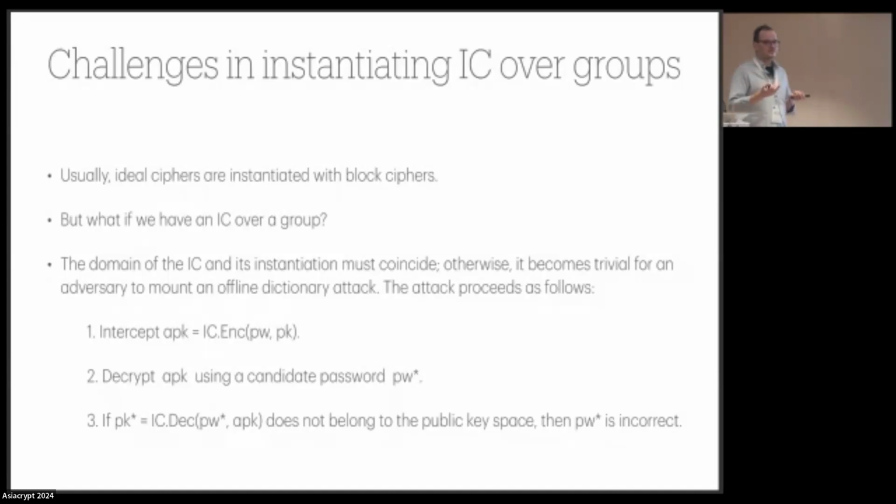Well, we have to be really careful to make sure that the domain of the ideal cipher coincides with the domain of its instantiation. Otherwise, it's quite trivial to come up with an offline dictionary attack. How would that work? Any adversary intercepting the first flow, so the authenticated public key, can try to decrypt that APK with a candidate password. And if that candidate public key does not belong to the public key space, then the adversary can automatically discard that particular password.